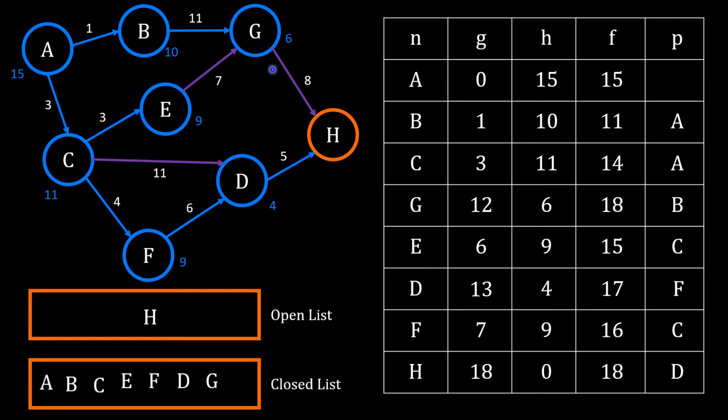In this case, G actually has a longer path, and we can then move G from the open list to the closed list as we've looked at all of its neighbors, just being H in this case. That completes all of the nodes and all of the possible paths to H, as we've only got the goal node left in the open list.